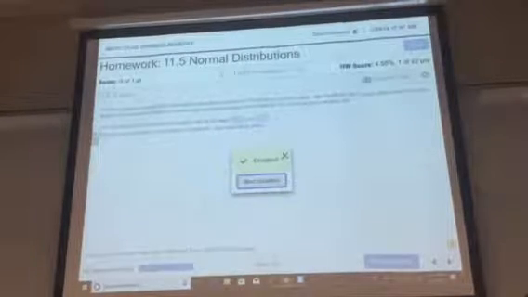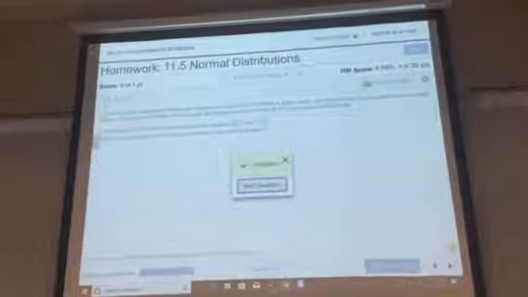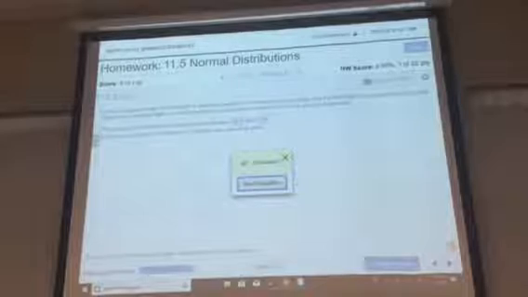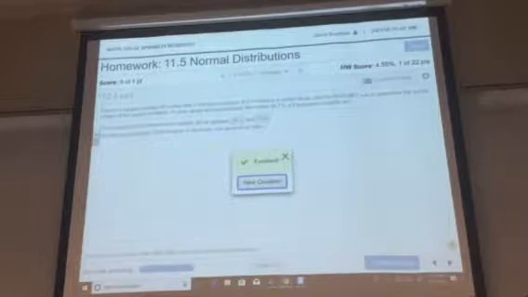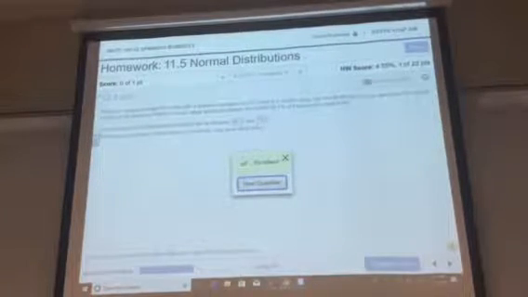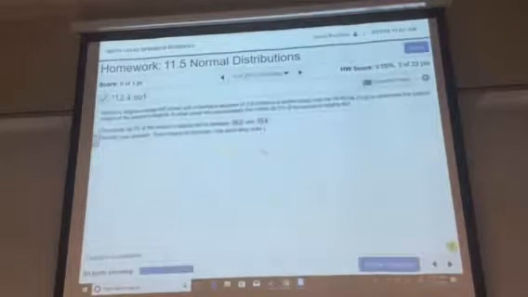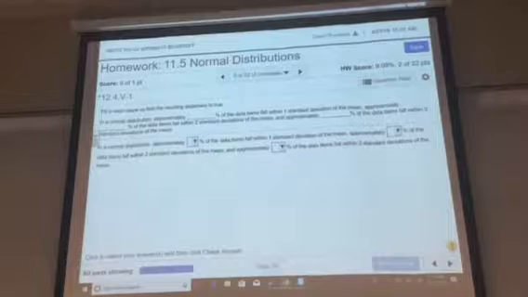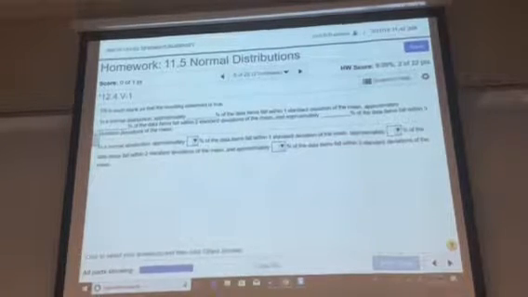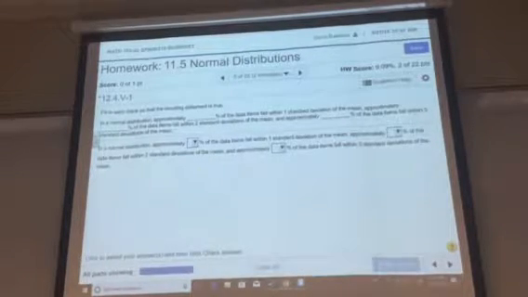68, 95, 99.7 rule. And it involves the usage of standard deviations, and it involves the usage of formulas, if you want, or just basic logic arithmetic. If you weren't already aware, they're going to emphasize your knowledge of those rules.